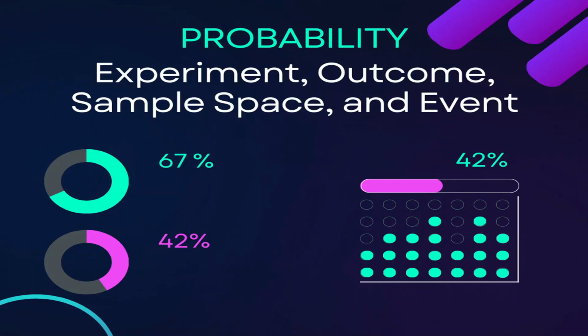Good afternoon, class. Today we're going to talk about probability. But before we get to the computations or any other deeper concepts of probability, we are going to familiarize ourselves with necessary terms that we should understand before we get to those parts, namely experiment, outcome, sample space, and event. We're going to talk about what they are and how they are different from one another.